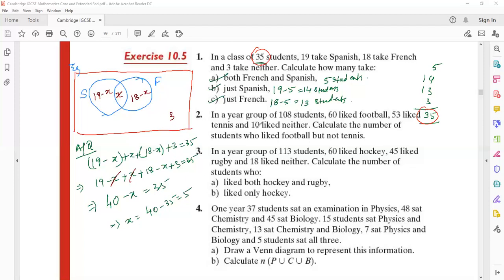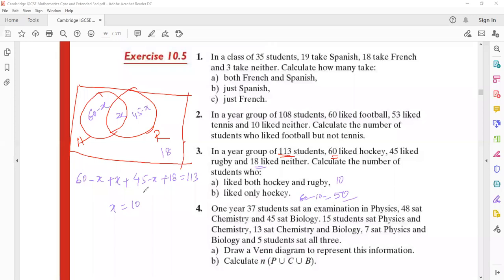Okay, so let's try one question from there. I would suggest trying problem number 3. The answer for both hockey and rugby will be 10 students, and only hockey will be 60 minus 10, that is 50 students.